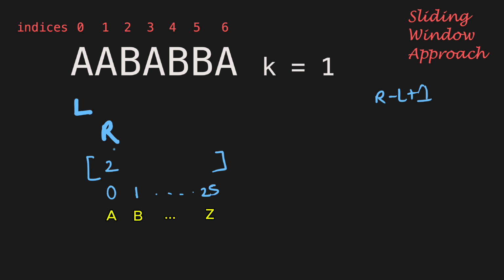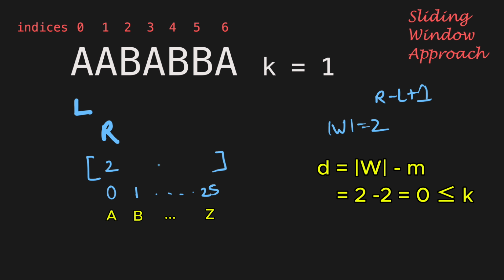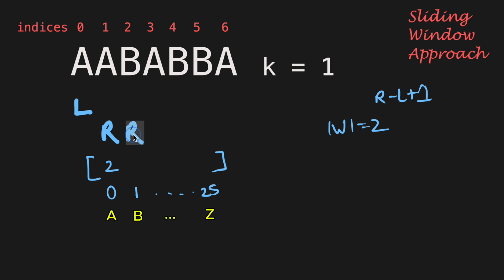Now, the maximum frequency is 2 and window length is 2 as well. So, number of replacements required will be 2 minus 2 equal to 0, which is less than k. So, the window is still valid and hence we expand the window at the right and this time we see the character B and increase the frequency of B to 1.